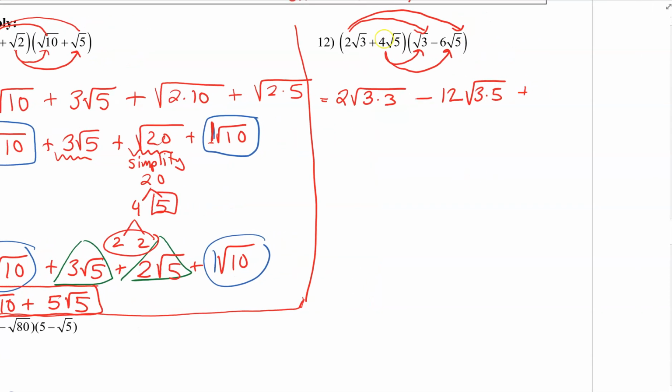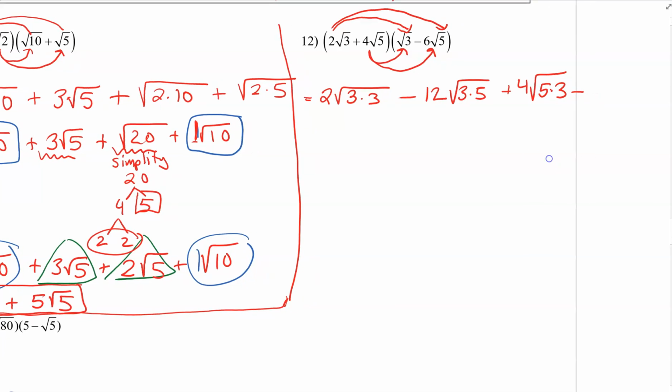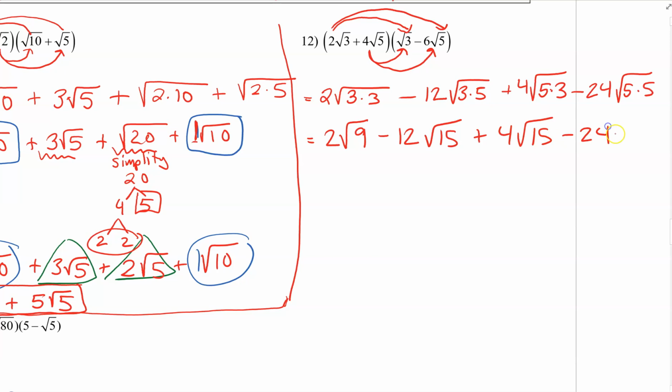plus 4 times the square root of 5 times 3. 5 and 3 can multiply together, and then minus 24 times the square root of 5 times 5. So this is 2 times the square root of 9 minus 12 times the square root of 15 plus 4 times the square root of 15 minus 24 times the square root of 25.